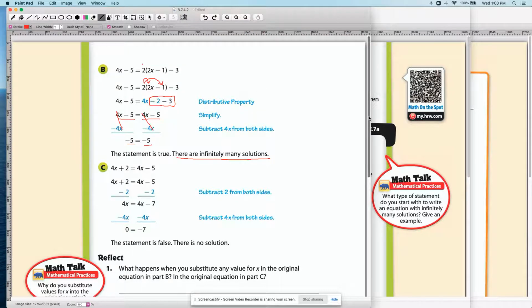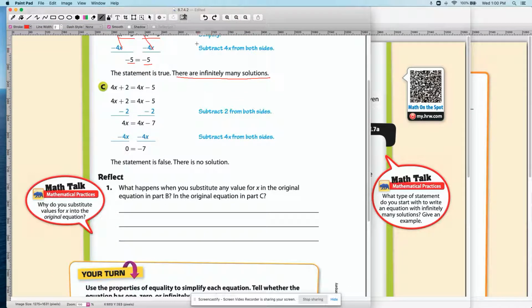And then finally, part C, we have an equation here, 4x plus 2 equals 4x minus 5. And we just start by getting rid of the numbers, and we'll get the variables on the other side. So we're going to subtract 2 on both sides. We get 4x equals 4x minus 7. We need to move this variable to the other side by subtracting. And we end up getting 0 equals -7. Well, 0 can never equal -7, and that means there is no solution.